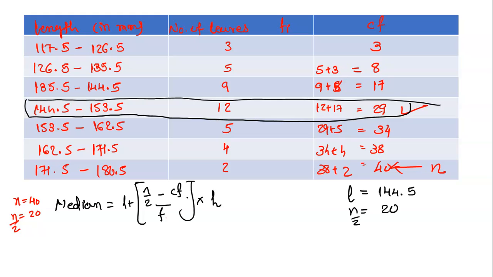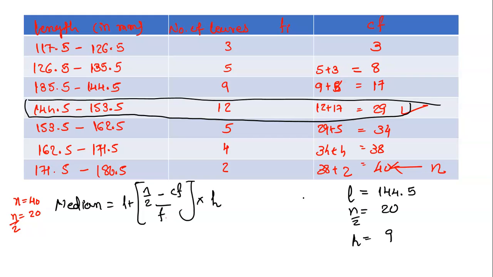Now H, the interval here, is 9. If you take 117.5 and 126.5, from the upper limit you have to deduct the lower limit, otherwise a negative answer will come, and that cannot be negative. From the bigger number you have to remove the smaller number, or in other words, from the upper limit you have to remove the lower limit. So here if you deduct, you will get H as 9.